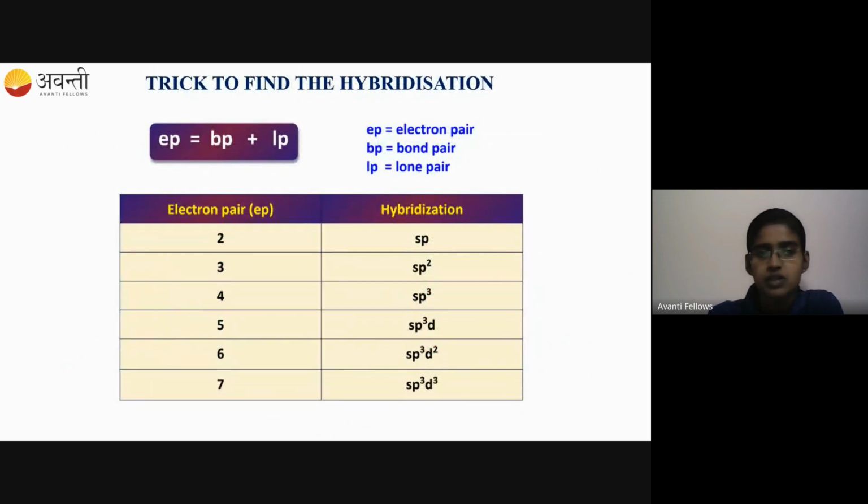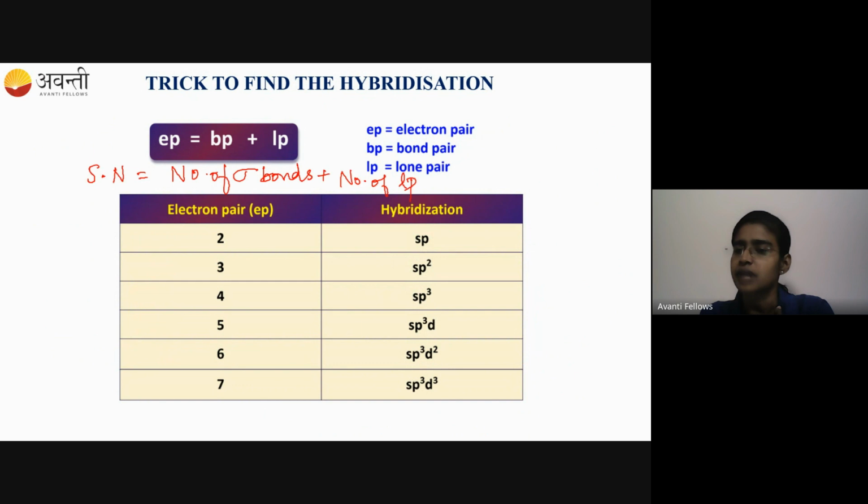Without doing all these things, we take this formula and get the hybridization easily. Electron pair is equal to bond pair plus lone pair, or we can call this the steric number also. Steric number is equal to the number of sigma bonds plus the number of lone pairs. You can use this formula also. Both are the same. Hybridization of which atom in CN?